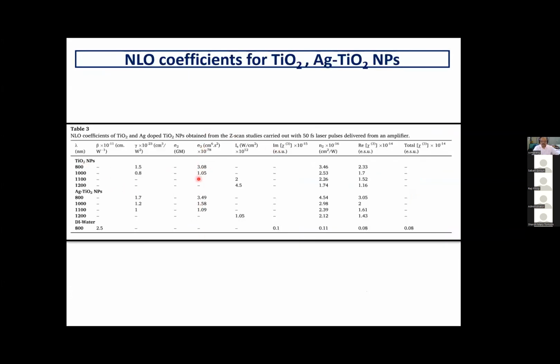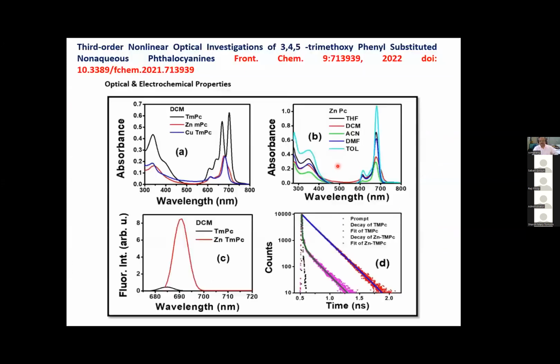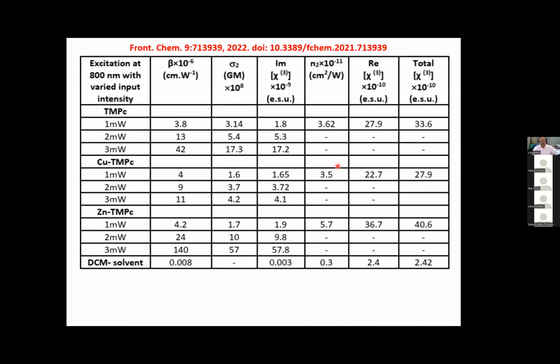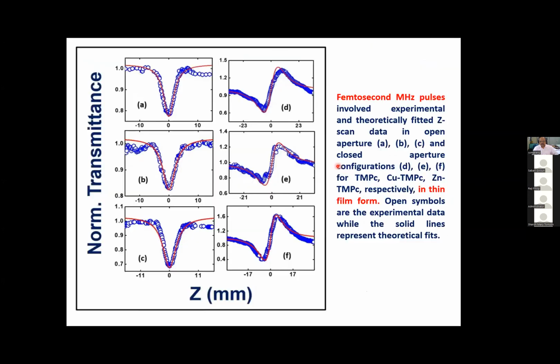This is pure TiO2 nanoparticles. This is for the Ag-TiO2 nanoparticles. Your three-photon absorption coefficient changes when you put silver in the TiO2 nanoparticles. So we try to understand the role of TiO2 and Ag in these nanoparticles. Another set of molecules we have done. I'll skip this part. Detailed studies were done.